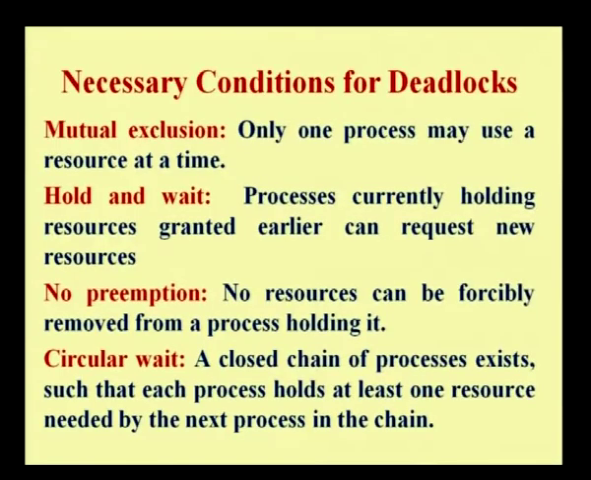So how do you avoid it? What are the conditions for a deadlock to happen? That also we saw in the last session. There were 4 conditions discussed. One was mutual exclusion. The second condition was hold and wait. The third necessary condition was no preemption. The fourth condition was circular wait.